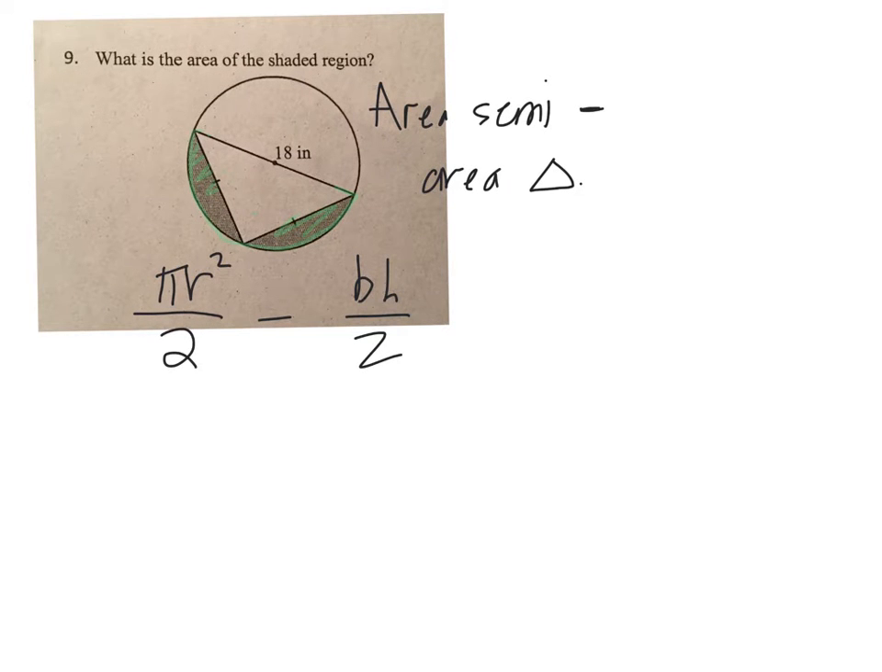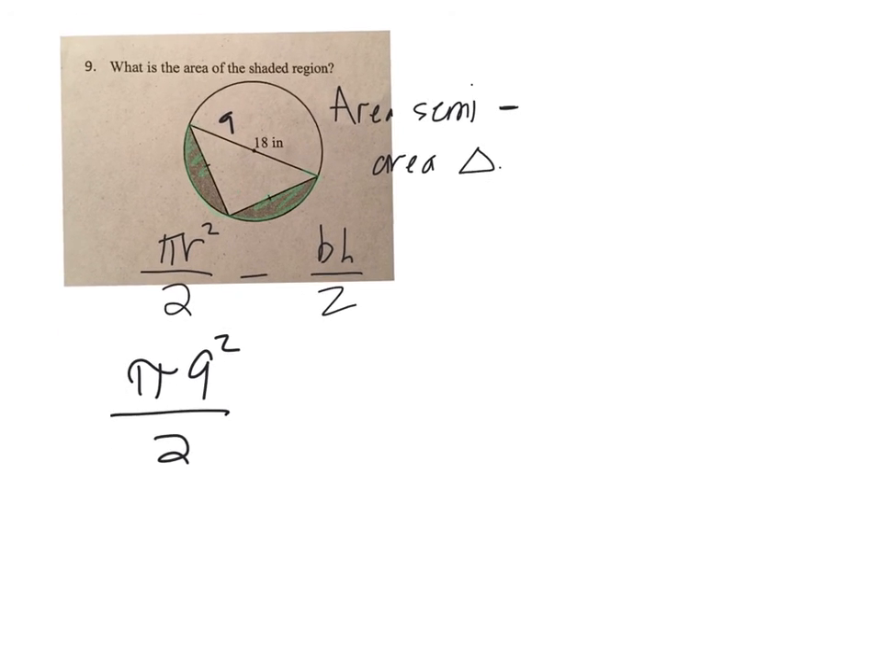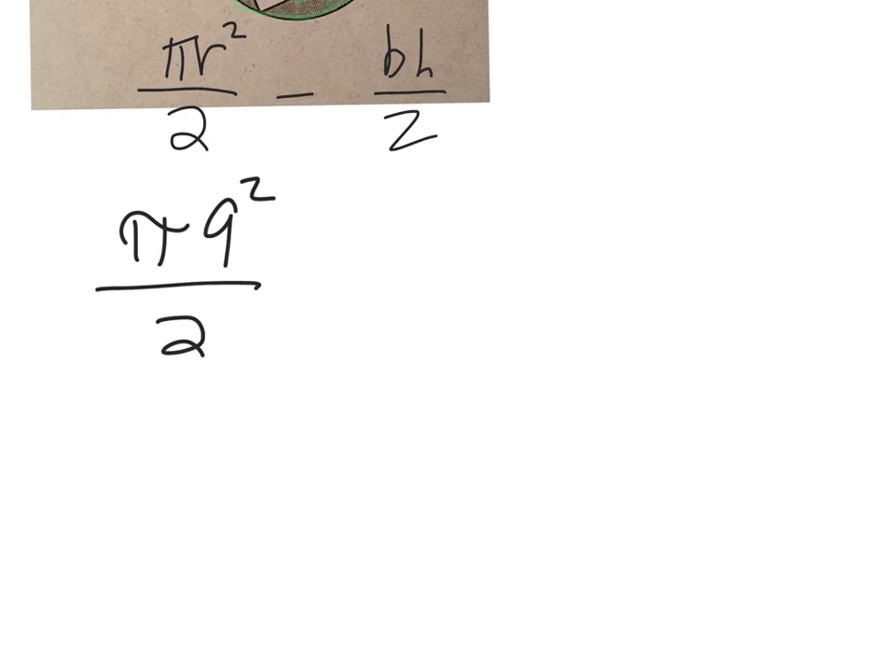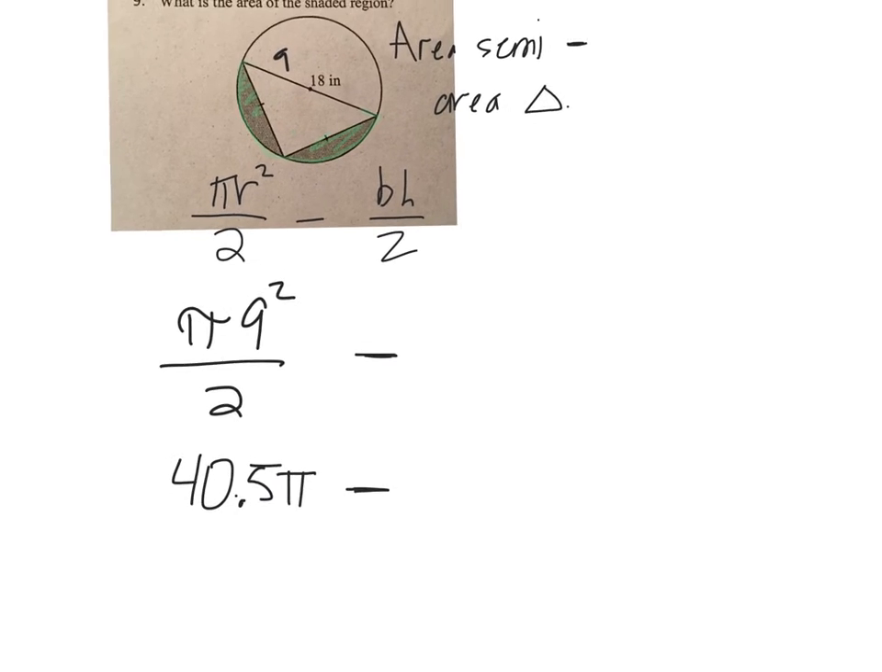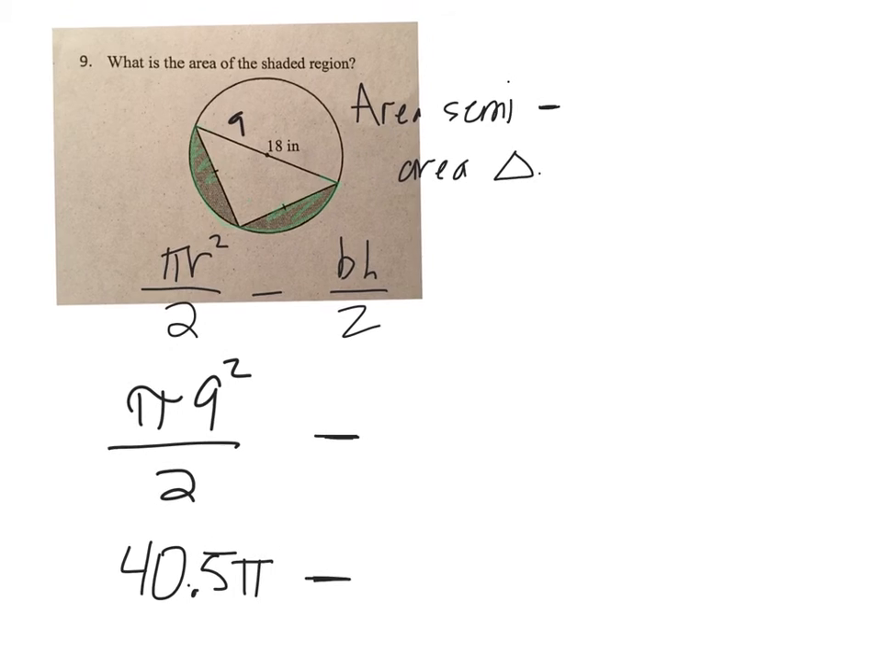Anyway, so if I have this diameter of 18, that means I have a radius of 9. So pi 9 squared divided by 2. 9 squared is 81. 81 divided by 2 is 40.5 pi, which we're probably going to decimalize later, but let's leave it like that for now. So 40.5 pi is the semicircle.